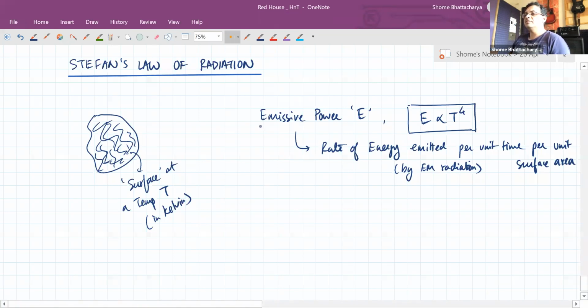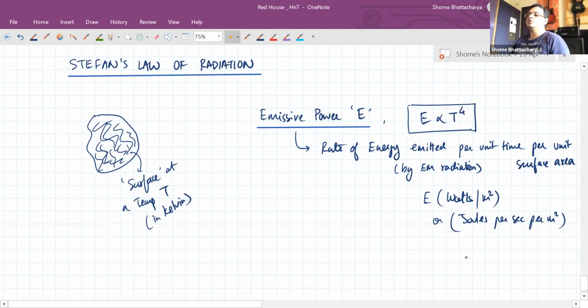So first of all, there's a definition over here of what is emissive power. Emissive power is defined as the energy radiated per unit time per unit surface area. So emissive power is expressed in watts, that is energy per unit time per meter square, or joules per second per meter square. That is the SI unit of emissive power.